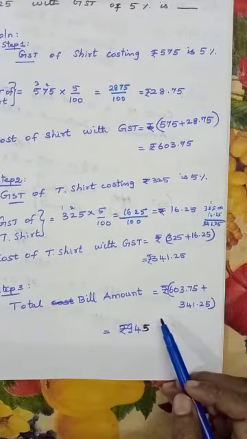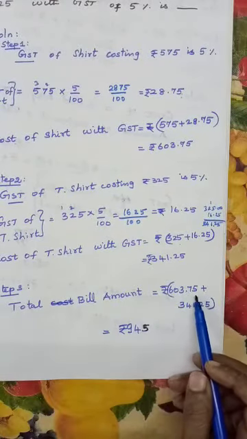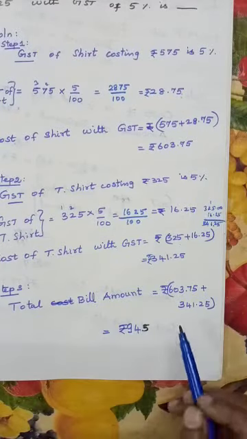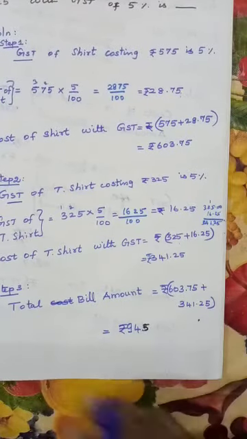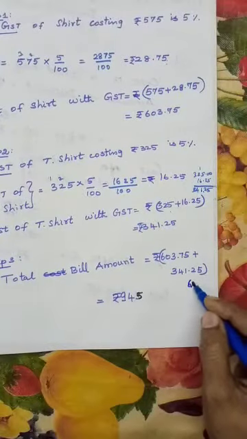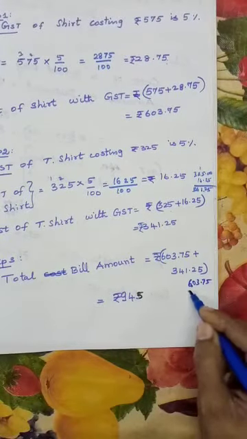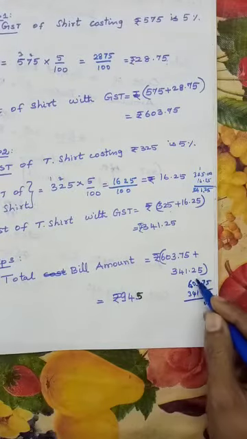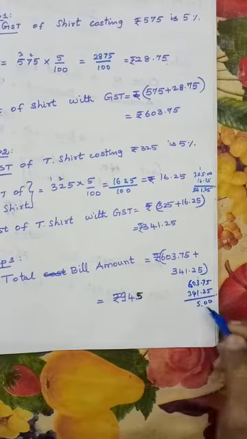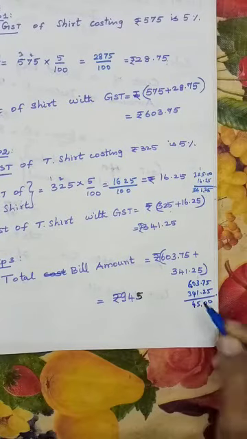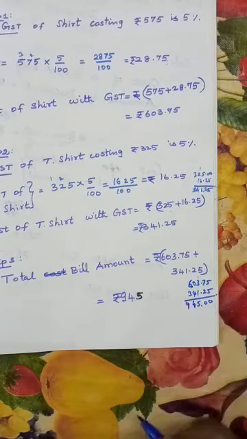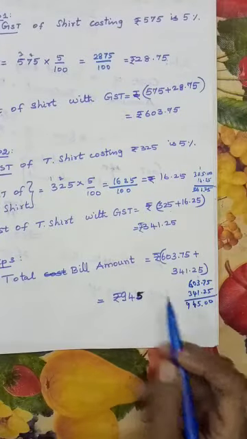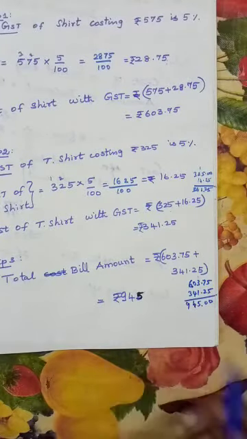Total bill amount is equal to rupees 603.75 plus 341.25. And you have to add. Say 603.75, 341.25. 0, remainder 1, 0, 1, 4 plus 1, 5, then 4 and 6 plus 3 is 9. So rupees 945 is the bill amount. Okay.